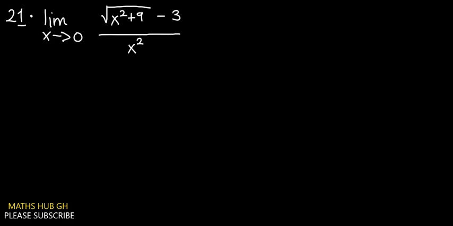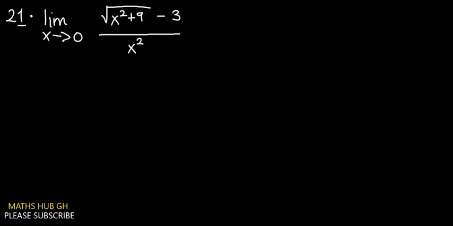Okay guys, so I have the next question here, which says that we should find the limit as x approaches 0 for the square root of x squared plus 9 minus 3, divided by x squared. For this question too, if you try the direct substitution here, you are going to have an indeterminate form. So you have to do some transformations in order for us to be able to compute the limit. For this reason, we are going to rationalize the numerator.